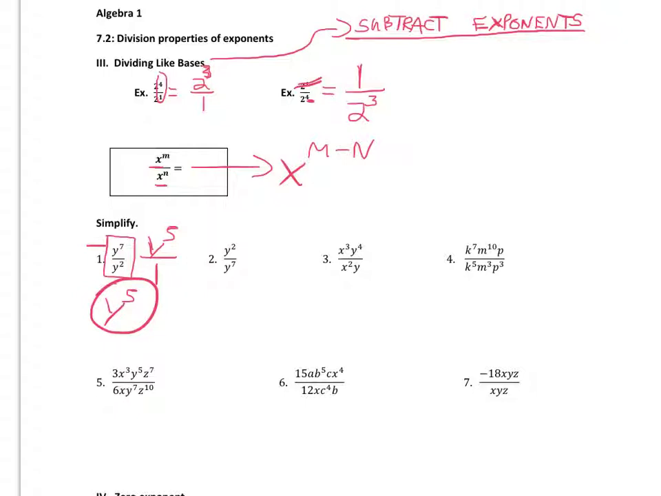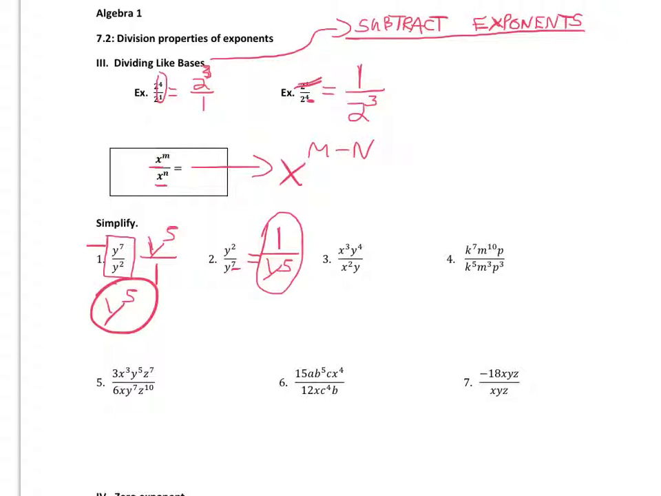Now number 2, I reverse it. Remember, this is called reciprocal. I'm still going to do 7 minus 2, except here the exponent's bigger in the bottom. So that means y to the 5th is going to be in the denominator, in the bottom. The top is just going to be 1. So it's 1 over y to the 5th. Okay, so I'm not going to deal with any negative exponents.